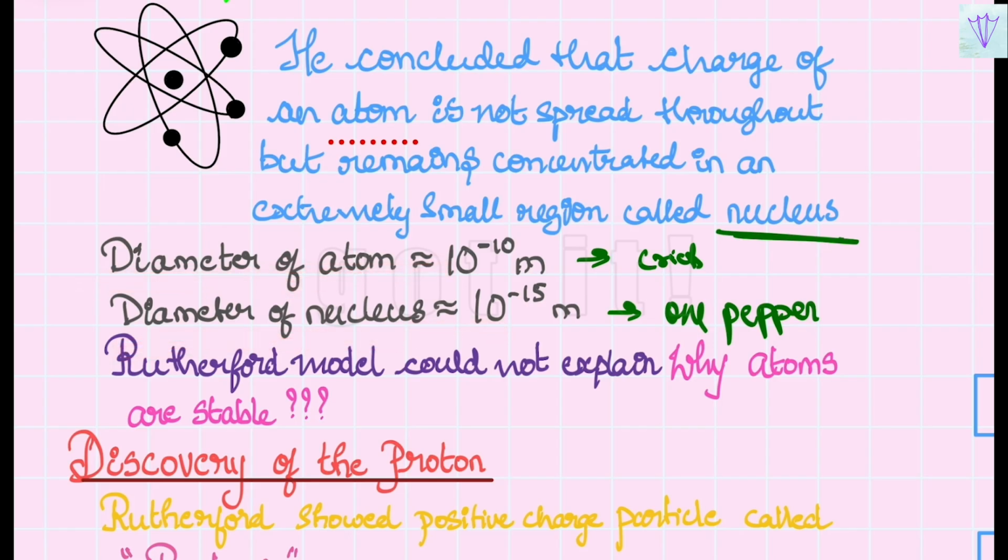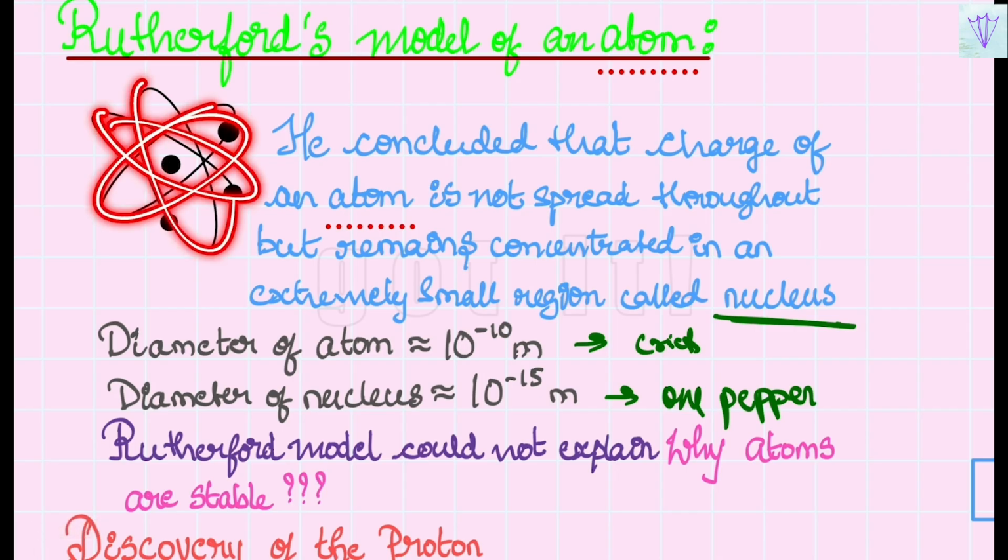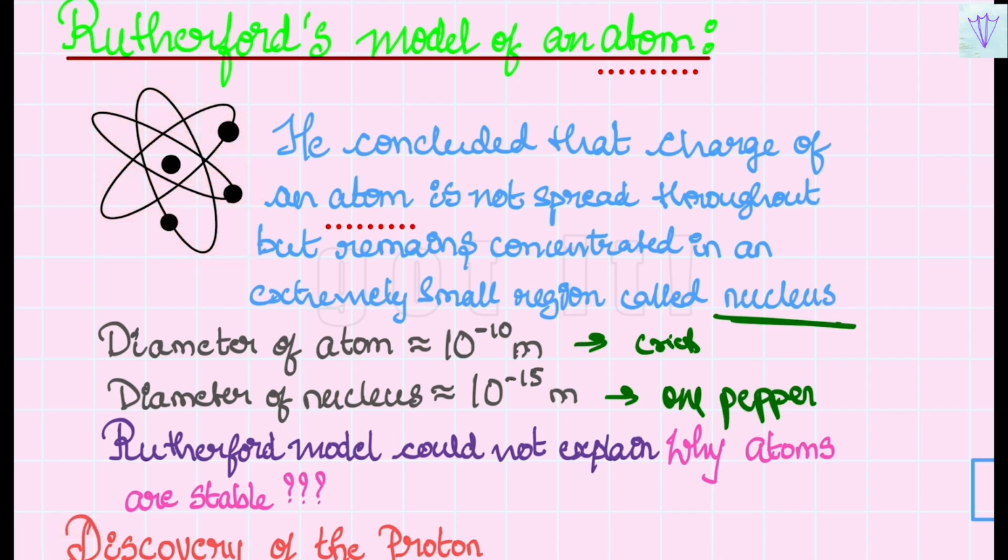But Rutherford's model wasn't able to explain why atoms are stable, because according to Rutherford, electrons rotate around the nucleus, and this was named the planetary model of the atom, because planets also revolve around the sun in the same motion. But when electrons are moving around the nucleus continuously, why are they able to stay stable? Because they are moving, they are accelerating. When things accelerate, they lose their energy, and ultimately they will fall into the nucleus.